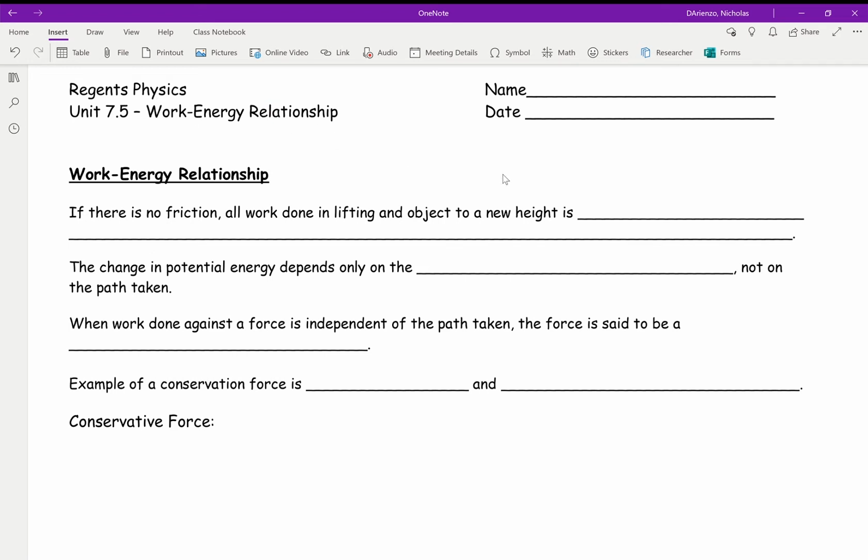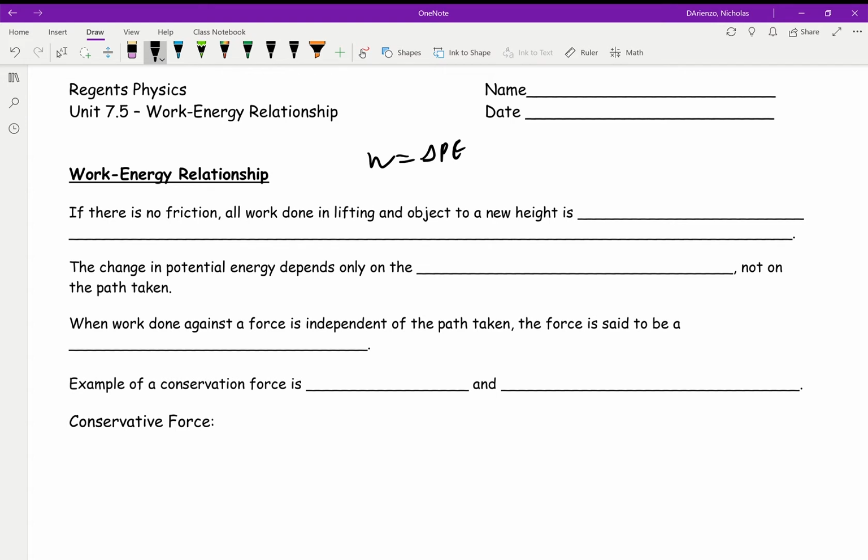Welcome back, everyone, to our last lesson on energy. Today we're going to be learning about the work-energy relationship, and we've talked about this a little bit so far, relating work to a change in potential energy or to a change in kinetic energy, depending on how we are looking at a particular situation. The work done can be related to the change in potential or kinetic energy, or equal to the change in energy as a total.